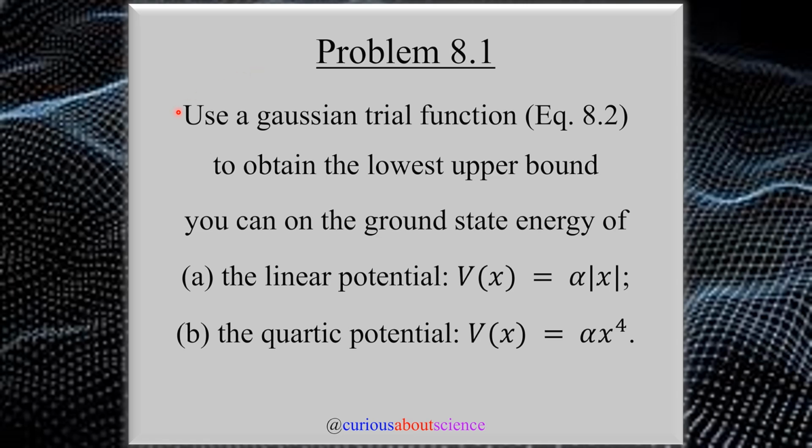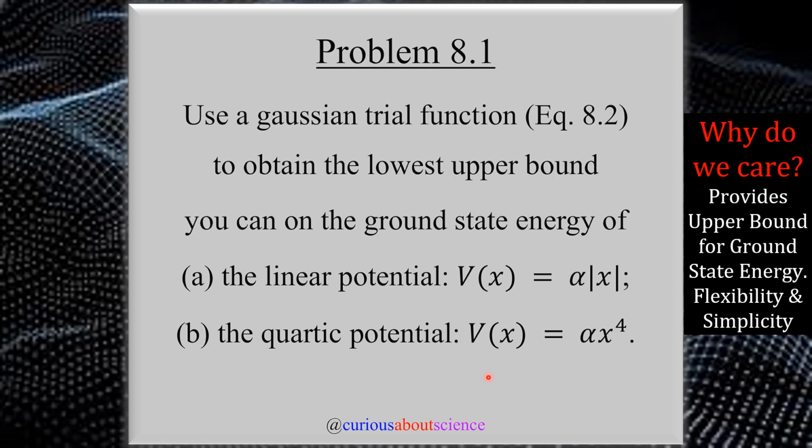Our problem here gives us a task to use a Gaussian trial function, equation 8.2, to obtain the lowest upper bound you can on the ground state of the linear potential V of x equals alpha absolute value of x, and the quartic potential V of x equals alpha x to the fourth. Why do we care though? Well, this method provides the upper bound for the ground state energy. And not to mention, it's really flexible and the simplicity is almost remarkably simple. It's very easy to use.